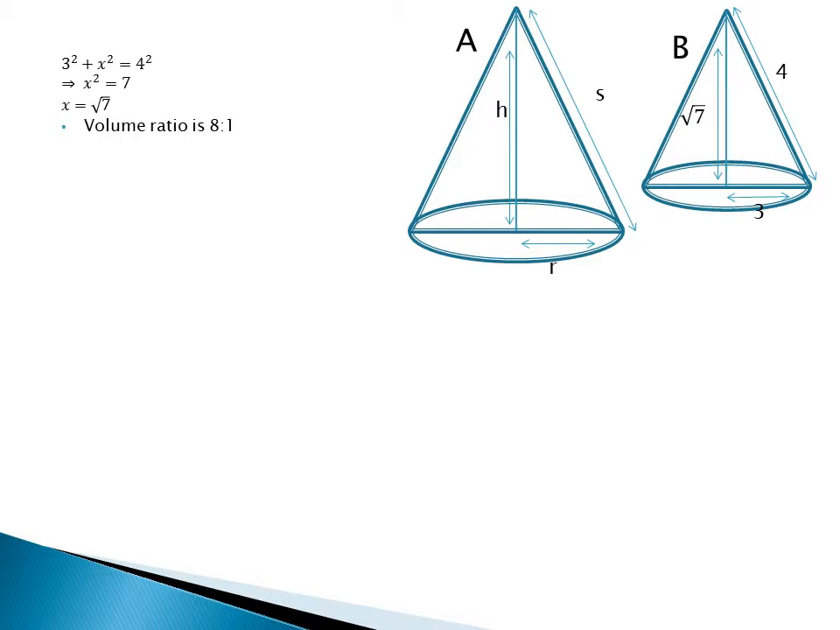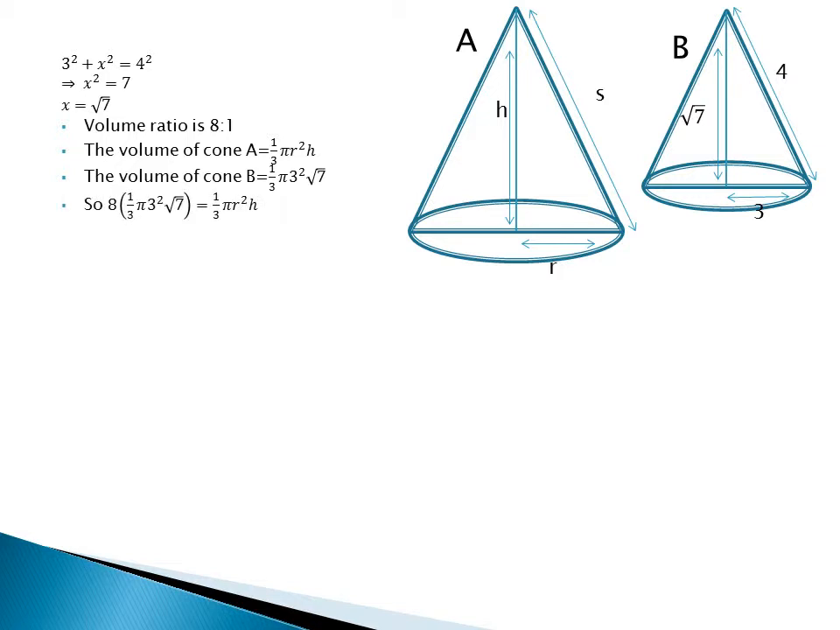So now we can have a look at the volume of cone A. Using the formula for volume of a cone, we can say that the volume of cone A is 1/3 pi r squared h. And if we look at the volume of cone B, we know the values of cone B. So the volume of cone B equals 1/3 pi times 3 squared times root 7. And we know that 8 lots of the volume of cone B equals the volume of cone A. So we've got this equation. And now we can rearrange to find h in terms of r. So we've got 24 root 7 pi equals 1/3 pi r squared h. So h equals 72 root 7 over r squared.